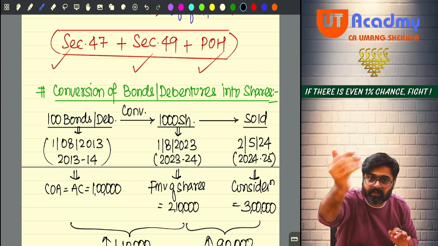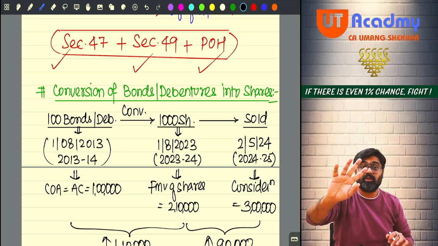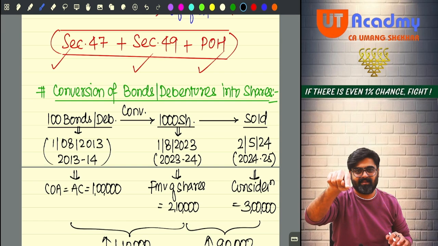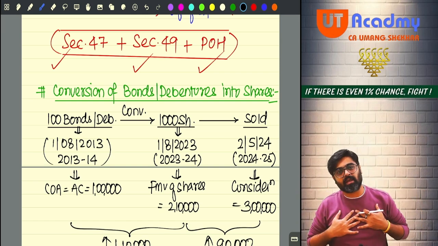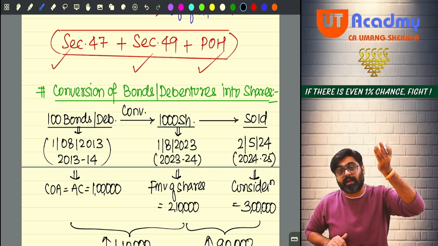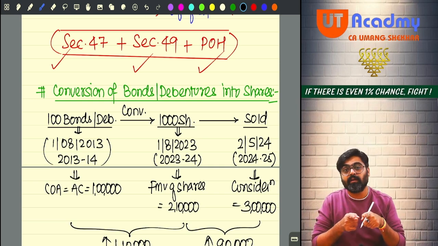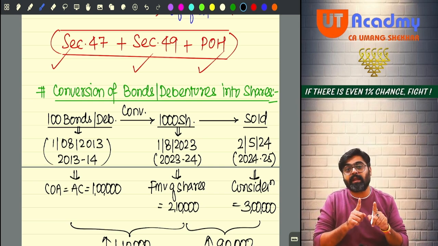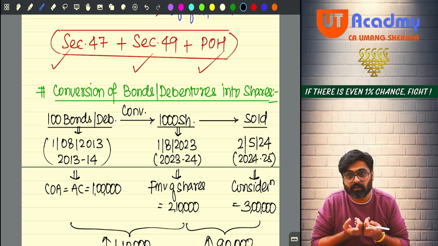Can you take the fair market value? You could have taken it by saying that the shares which I got on conversion, if I would have gone into the market and bought those shares, I would have paid how much? 2,10,000. So that 2,10,000 should be taken as my cost of acquisition of shares. You could have told this.